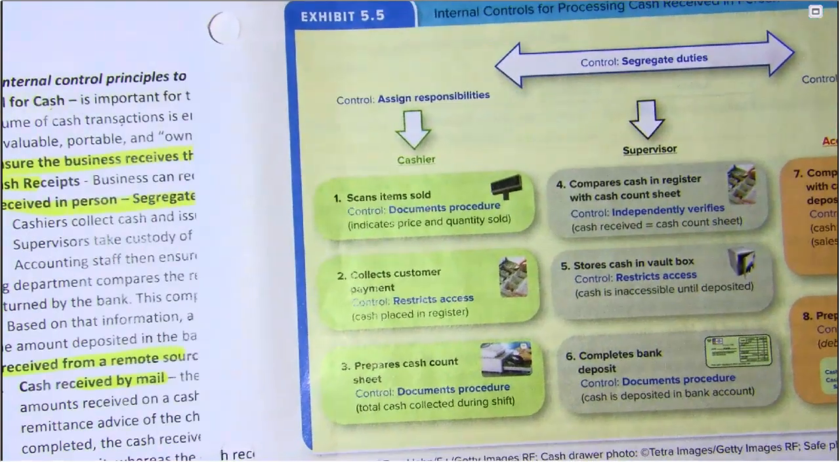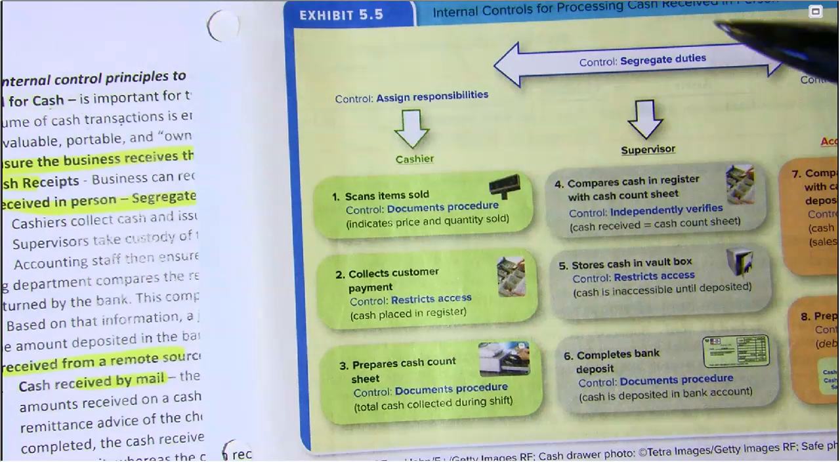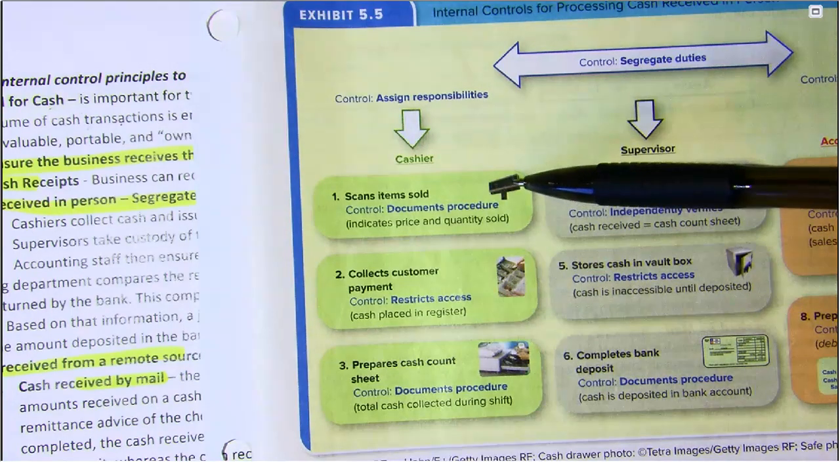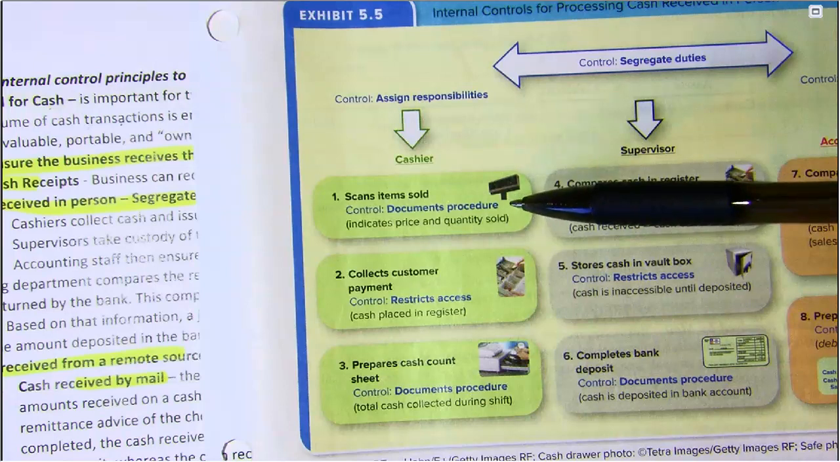Let's take a look first of all at the cashier's duties, and where you work may differ slightly from this. However, all retail businesses have some type of cash internal control procedures, and if they don't, they're opening themselves up for theft. First of all, there's some way to record the sale. Most often that's a scanner, and as you scan the item, that documents the sale. Very important to get it recorded, because if you don't record the sale, it's less likely that the money will end up in the bank.